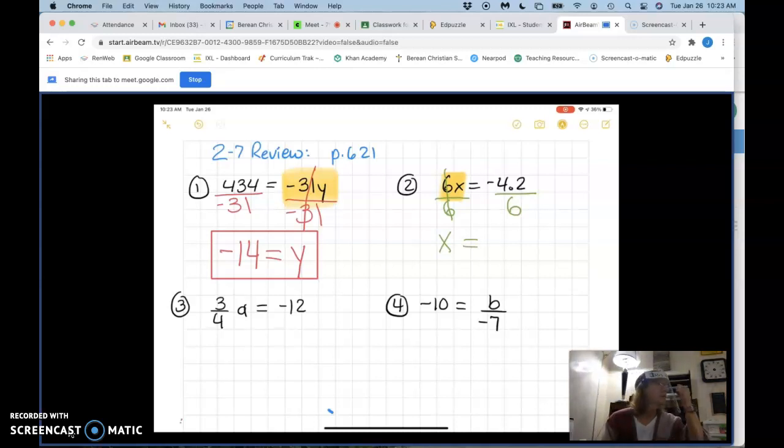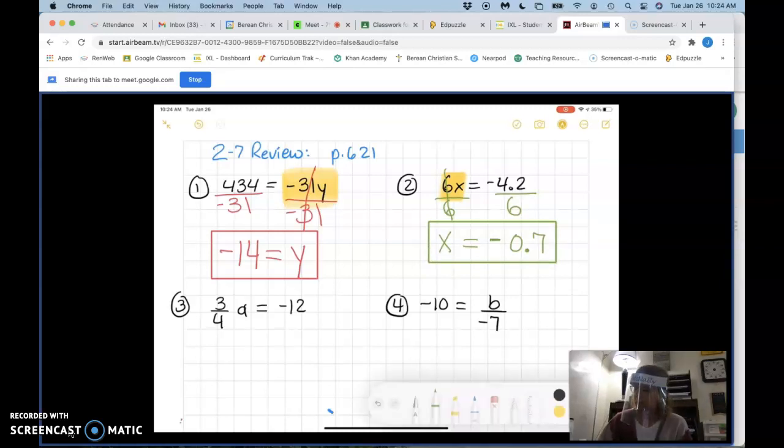Holden. Okay. What is negative 4.2 divided by 6? My calculator friends. Divided. Negative 0.7 is correct. Awesome.